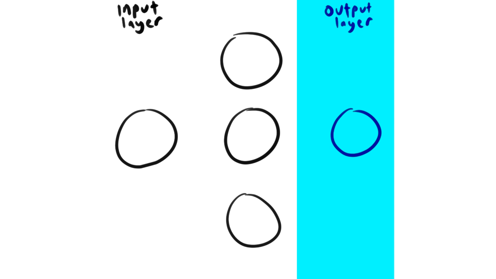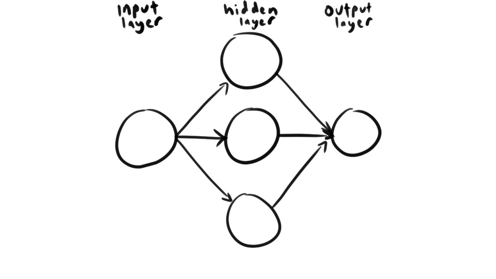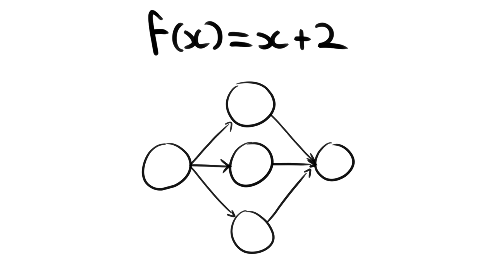The idea is that the pathways between the layers map the relationship between the input and the output. You can think of the whole thing as a giant mathematical function. Take f(x) = x + 2, for example. X is passed through the input layer. The hidden layer holds the operations that need to be applied to the input, which yields the output.